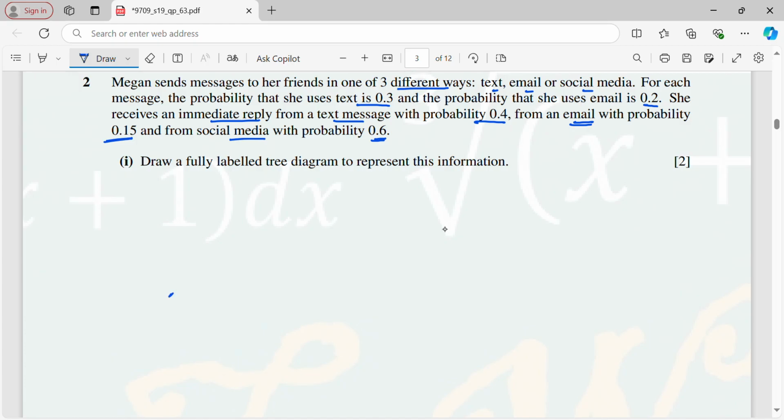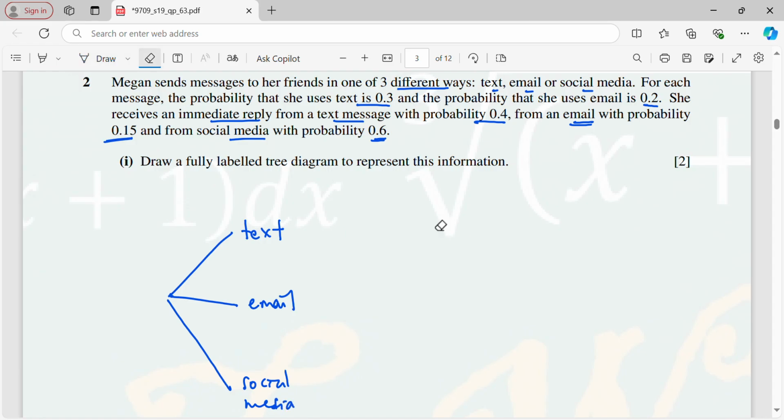Okay, so basically there are three ways to send a message. The first one is text. The second is email. And the third one is social media. Alright, so now we need to fill in the probabilities first. 0.3 for text, 0.2 for email. So now the total probability must be 1. That means social media will be 0.5.